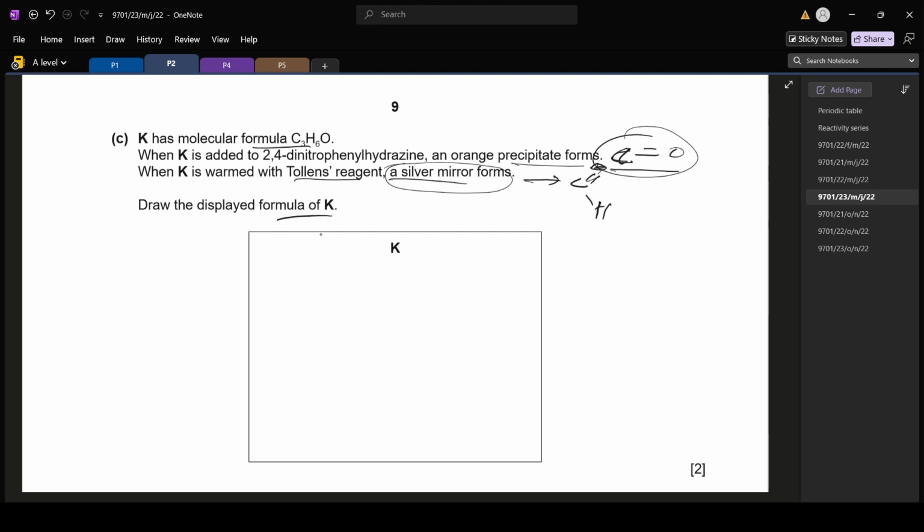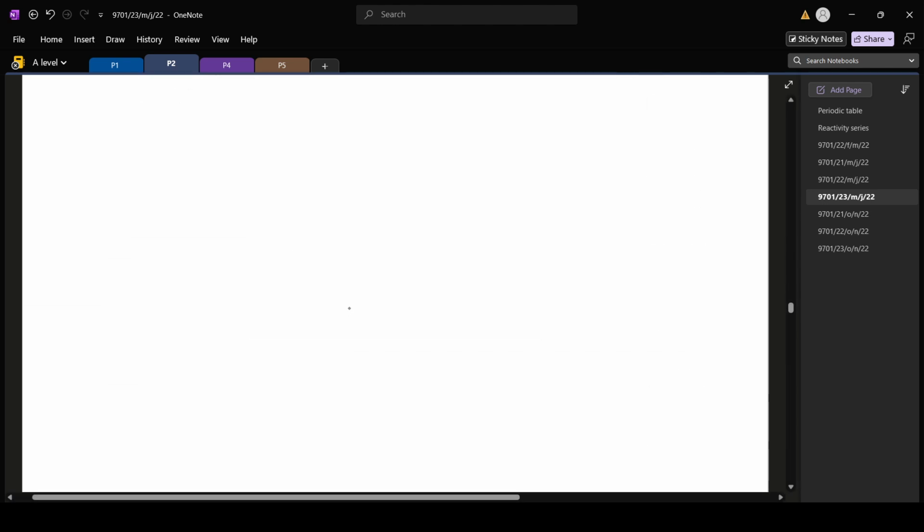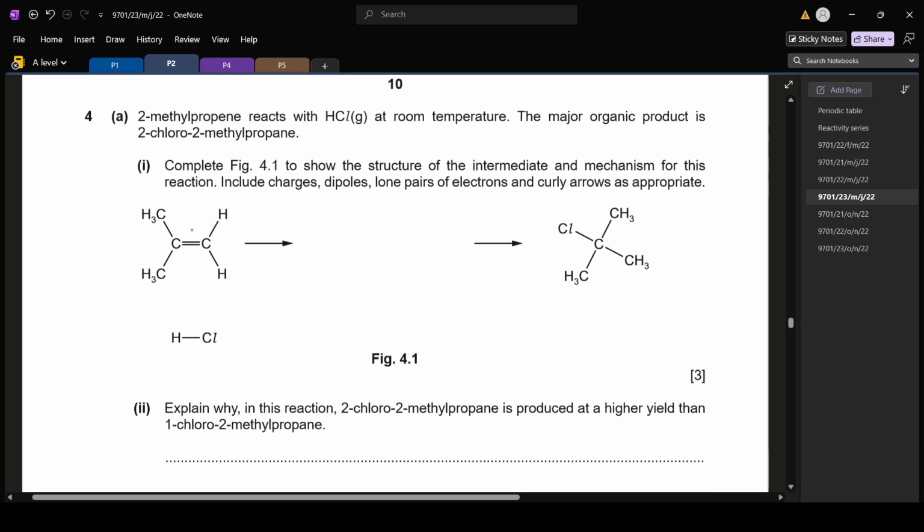So draw a displayed formula of K. K must be an aldehyde, and what will be the displayed formula? It will have a displayed formula like this. This is the aldehyde, propanal. Moving to our next question.